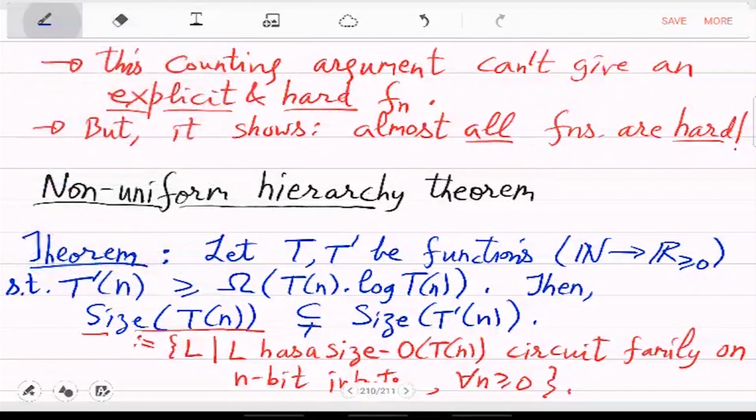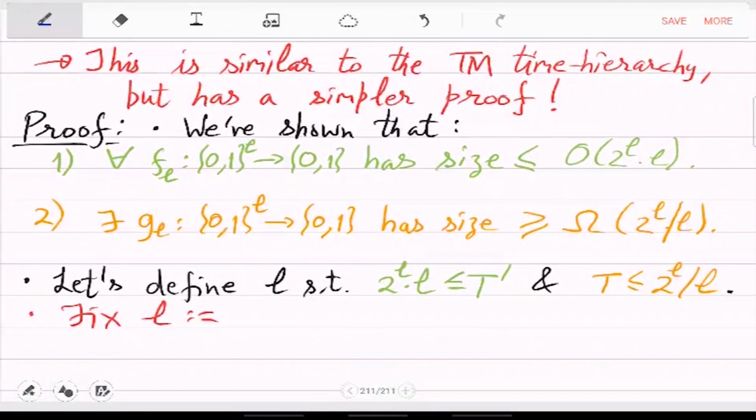Let me weaken it just slightly. Let me make it log square. Okay, so let's say T prime is bigger than Tn times log square Tn. And now I'll complete the proof.